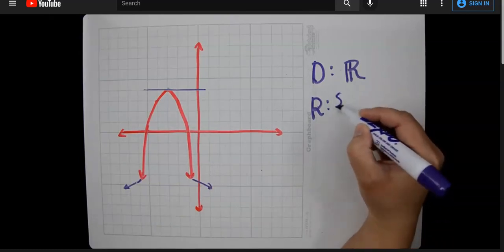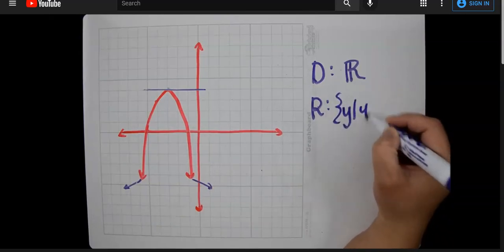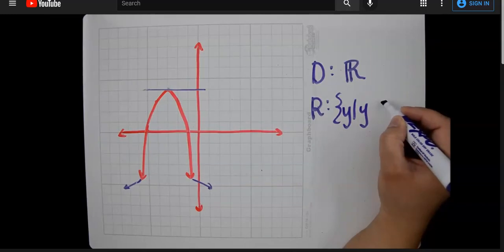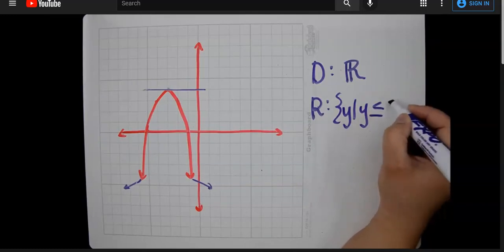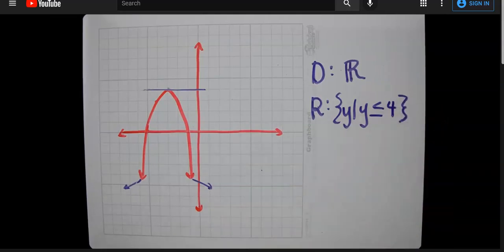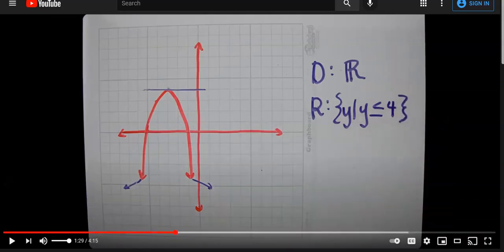And so, to describe our range, we could say the set of all y values where y is less than or equal to 4. It does include 4 because 4 is where the vertex is. Now she's using this set notation, we call that. The braces, we call these, capture the whole group. And if you heard what she said, the range will be all y values such that y is less than or equal to 4.